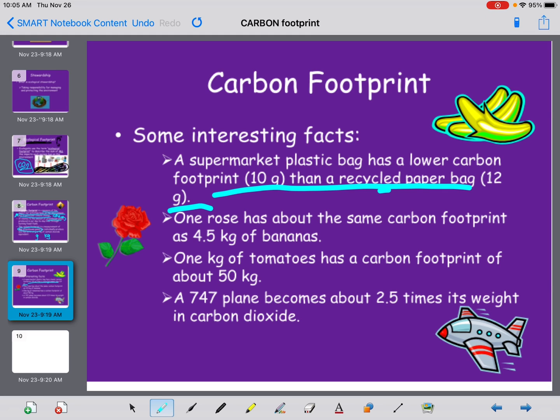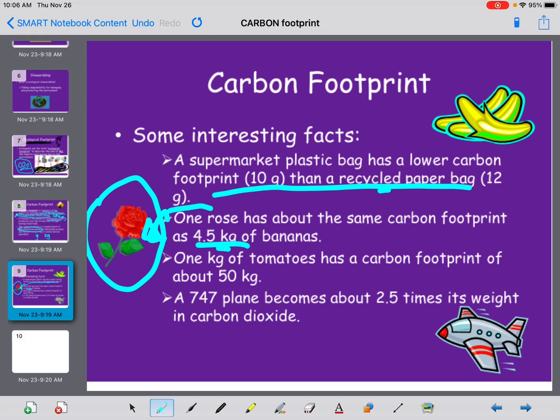One rose has about the same carbon footprint as about 4.5 kilograms of bananas, one single rose. So why does it have such an impact? Roses are actually one of the tougher flowers to grow. They need a lot of different nutrients, and they need certain conditions to be right. So the amount of time that goes into producing a rose and packaging it and driving it to where it's going to be sold is quite high when you compare it to the amount of bananas you can get for that same energy output.